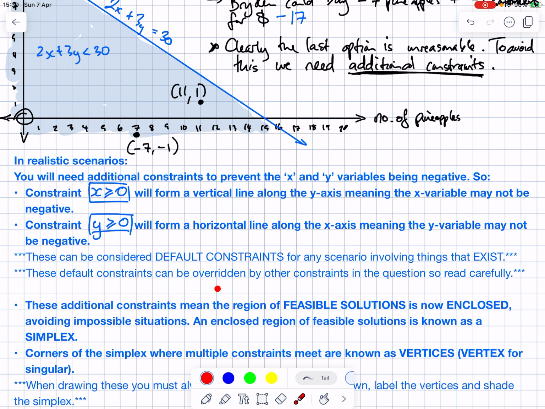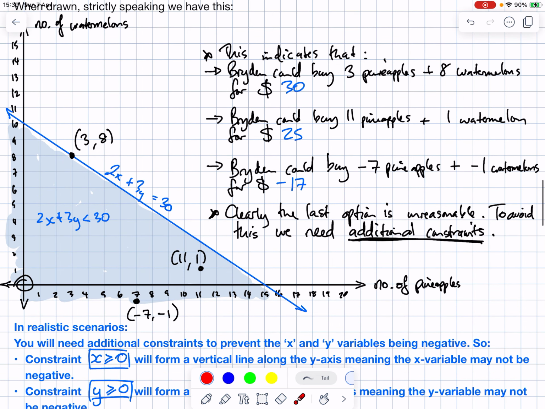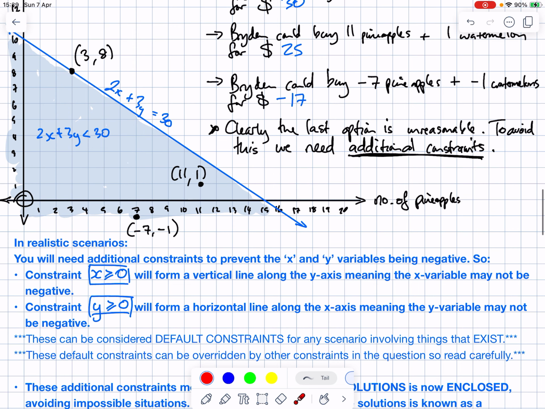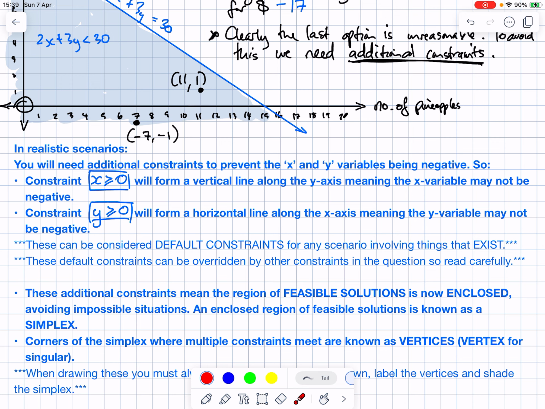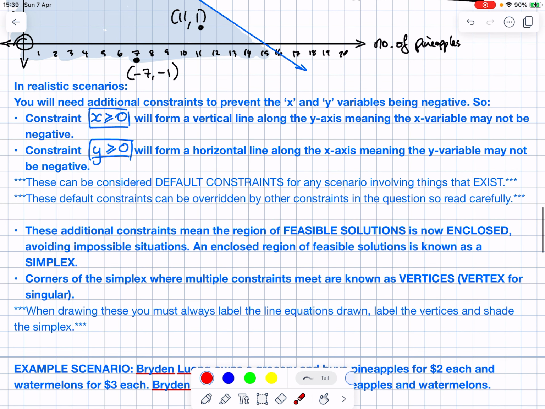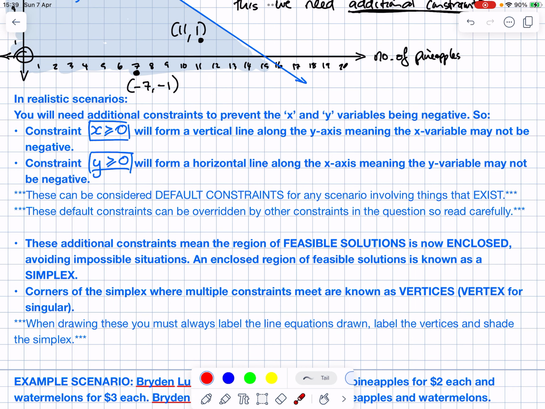You can consider these two default constraints for any scenario involving things that have to exist. These default constraints can be overridden by other constraints in the question though, so read carefully. So unless the question says otherwise, if the question involves things that should exist, these constraints will be there by default. They don't have to be stated because you can't have -1 pineapples, -2 watermelons, okay? What I'm saying here is sometimes the question will override that because it will need a certain number of the x and y, okay?